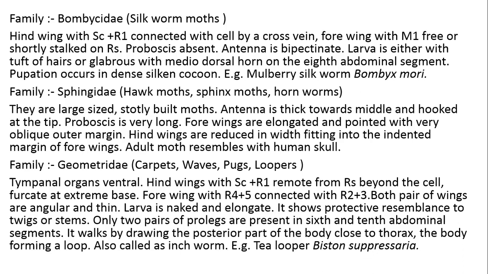Only two pairs of prolegs are present, on the 6th and 10th abdominal segments. It walks by drawing the posterior part of the body close to the thorax, the body forming a loop, also called an inchworm. Example is the T-looper, Biston. Biston suppressaria is the example of this family.